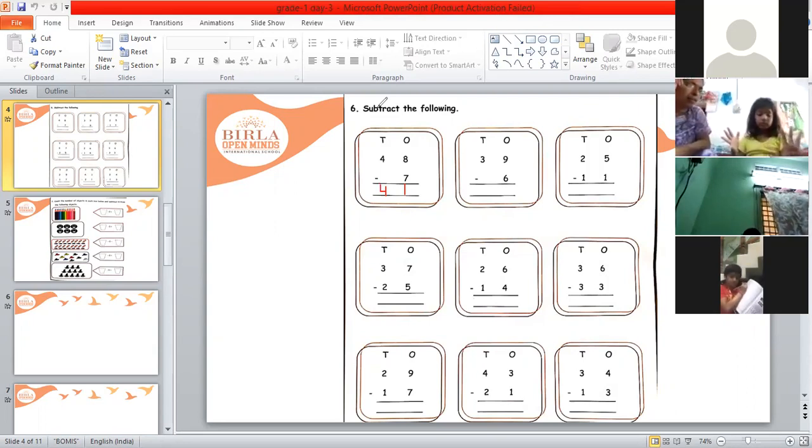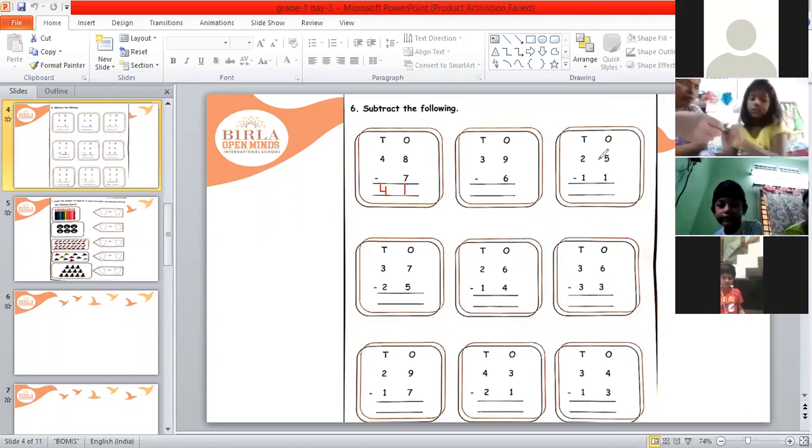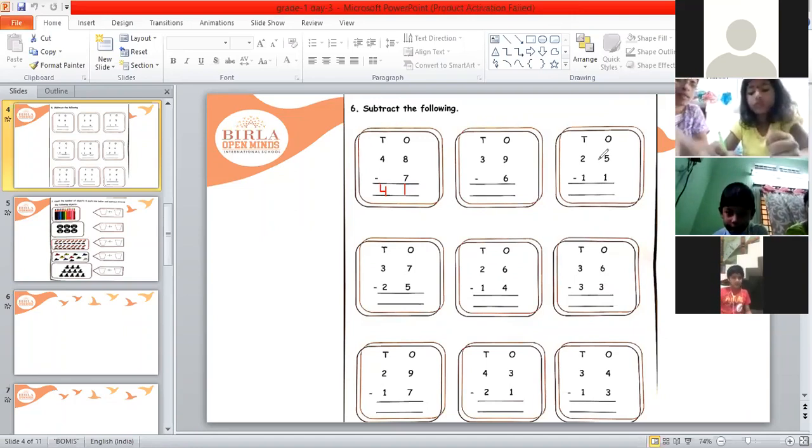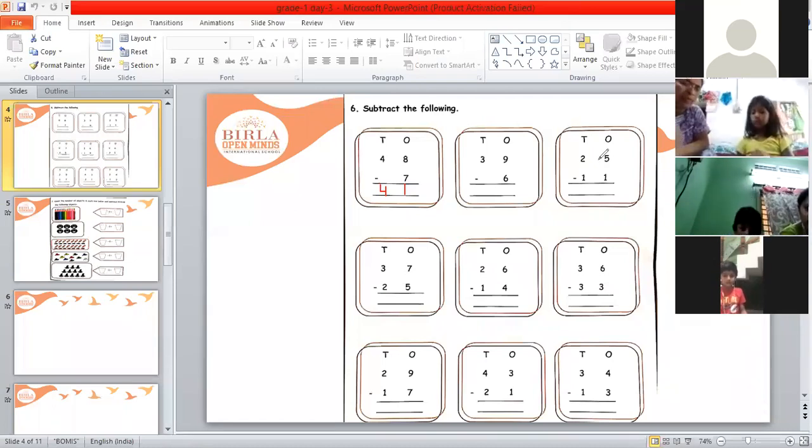Yes, Rohit Chaudhary, unmute yourself and tell me next question. Rohit, read next question. Quickly. 39 minus 6. Very good. So now tell me what are the numbers in ones place? Tell me what are the two numbers in ones place, Rohit? 9 and 6.